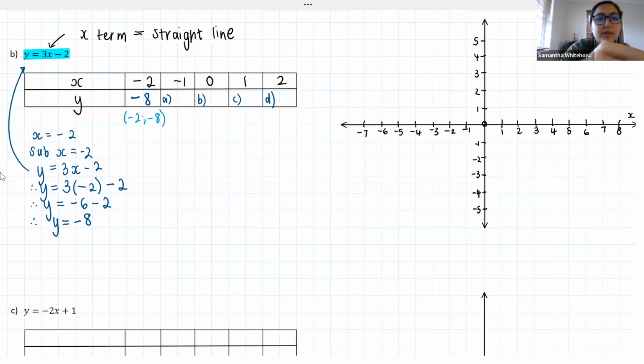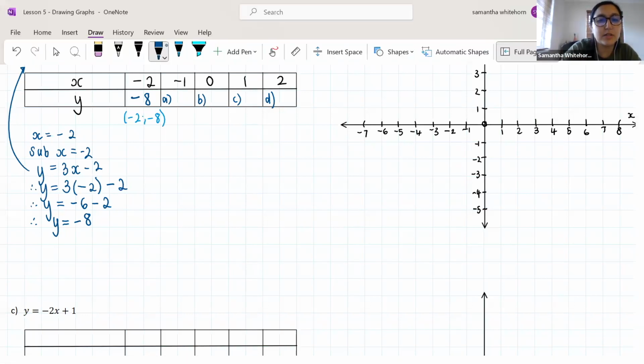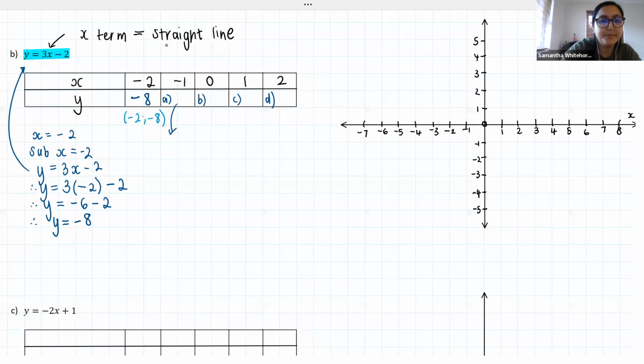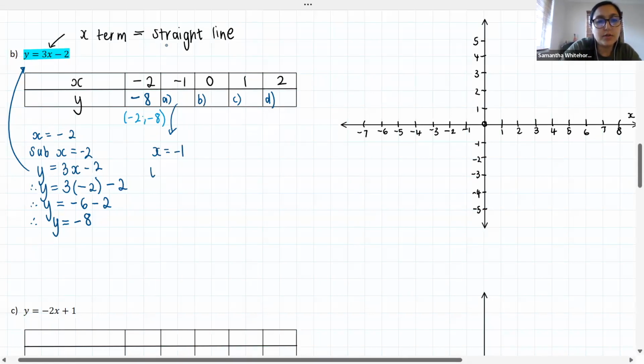All right, so if we have a look at B, I'm going to do the substitution just so we're all clear. We're going to substitute in x equals -1. So y equals 3 times -1 minus 2. Positive 3 times -1 is -3, minus 2, which therefore gives us -5. So this next output value that we have here is -5.